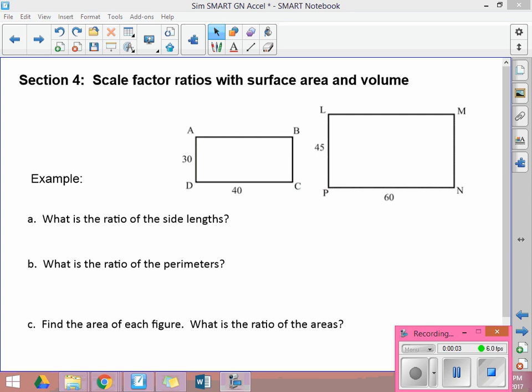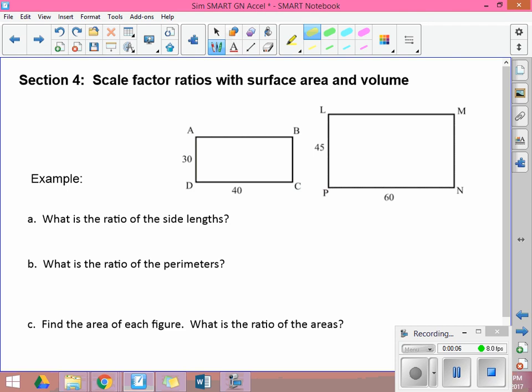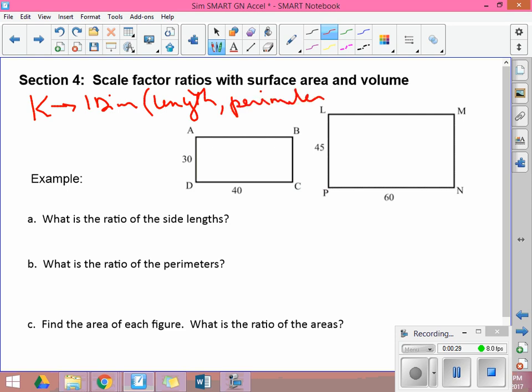In section 3, we learned about scale factor, that value K that we use to proportionally blow up or shrink a figure. Now we were dealing with one dimension: a length, a height, or a width, and we could also apply that to the perimeter of figures. What we're going to talk about in this unit is what happens when we start comparing the surface areas and the volumes of figures when it comes to that scale factor. So let's take a look at some of these rules.